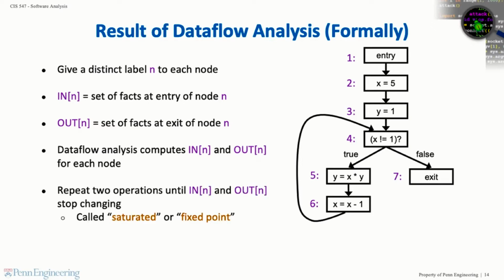It does so by repeatedly applying two operations until the sets of in and out facts for each node in the graph stop changing. At that point, we say that the result of the data flow analysis is saturated, or that it has reached a fixed point. We will next introduce these two operations for reaching definitions analysis. Subsequently, we will see slight variations of these operations for the other three classic data flow analyses.